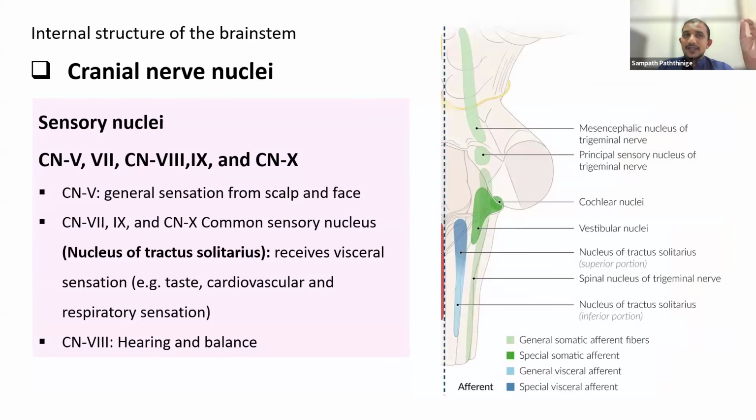So those are the cranial nerve parasympathetic nuclei. Then the sensory nuclei: the fifth nerve has a long nucleus with 3 components, that is the mesencephalic, the main sensory, and the spinal nucleus.